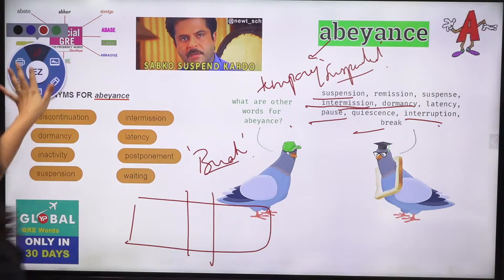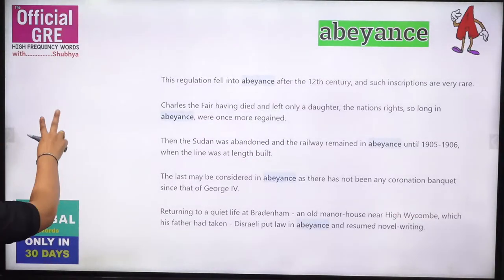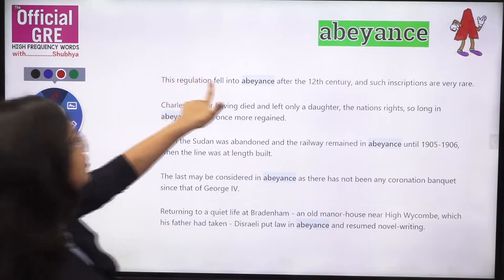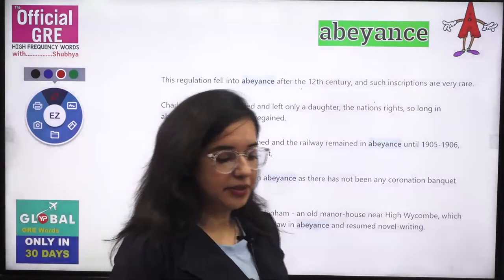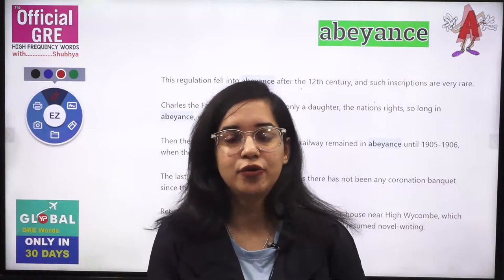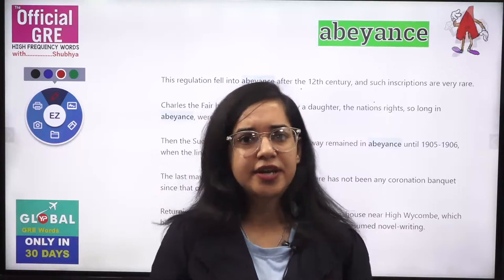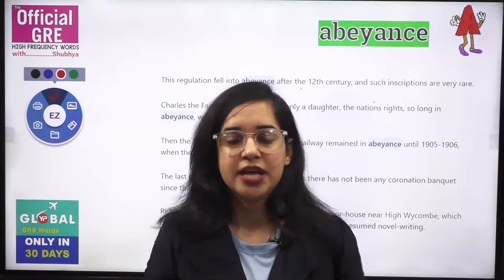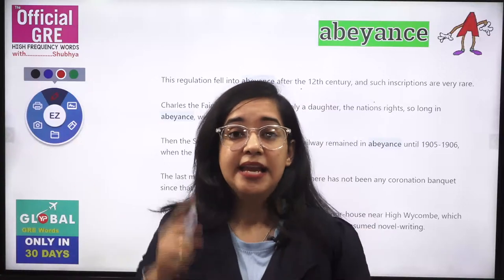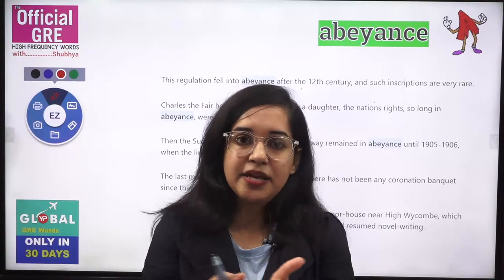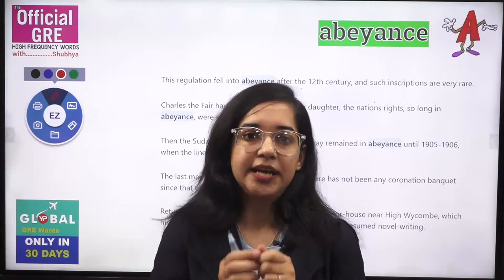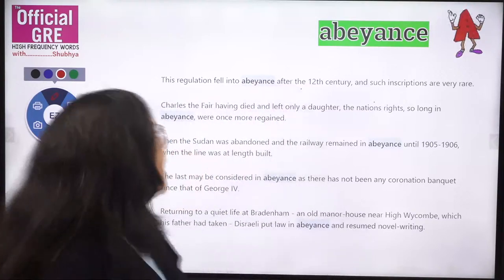Next is how you are using abeyance in a sentence. This regulation fell into abeyance after the 12th century, and such inscriptions are very rare. I give you the best example. Like there was a pension scheme which was there in Punjab some time ago, right? Before 2004, everyone who worked in government or who was selected in a government organization was to get a pension. Later, that activity was put to pause. Nobody was to get a pension after 2004. But now that rule was revised and again this scheme has been applicable, right? So what is that? There was a period of abeyance, short interval, dormancy, interruption. So that is also what you can call abeyance.